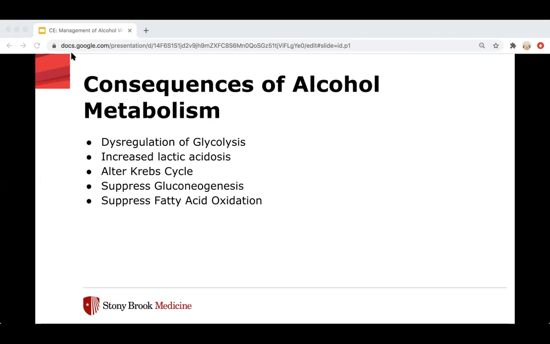It can also cause a suppression of gluconeogenesis. So this is also why patients might present with a fasting hypoglycemia. And this is because of too much NADH. We can't convert pyruvate to glucose, so this leads to hypoglycemia. And lastly, this can suppress fatty acid oxidation. And this is due to the high levels of acetyl-CoA. And this is what can lead to an accumulation of triglycerides and ultimately leads to fatty liver disease. So that was just a little review of the metabolic pathways and the breakdown of alcohol.